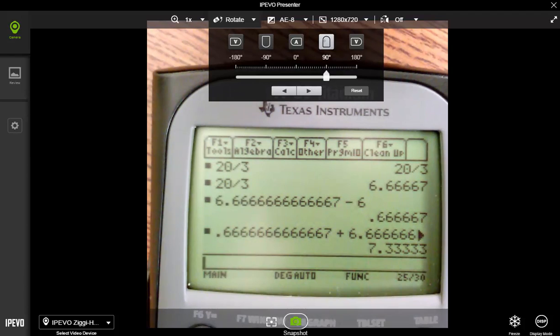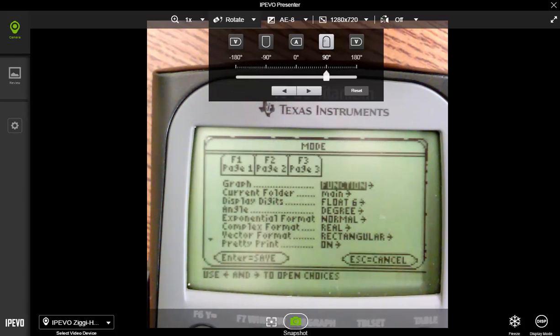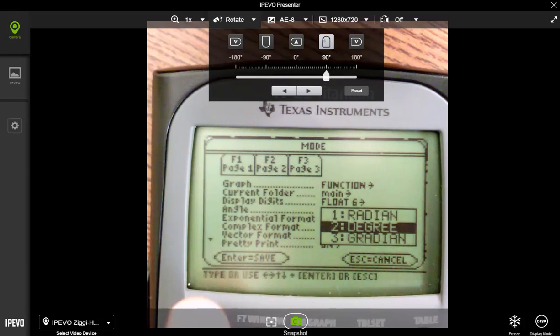Can you see and type, are you sure? Alright, so what are we going to do? Oh, you're in degree mode, so let's change the mode here. Because calculus is rad.